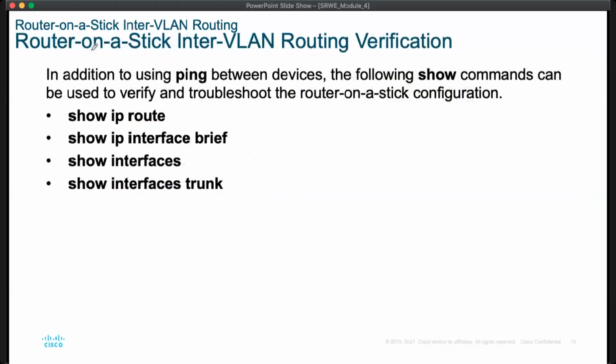So router-on-a-stick inter-VLAN routing verification. In addition to using ping between devices, the following show commands can be used to verify and troubleshoot the router-on-a-stick configuration. Show commands that we are going to use later: show ip route, show ip interface brief, show interfaces, and show interfaces trunk.